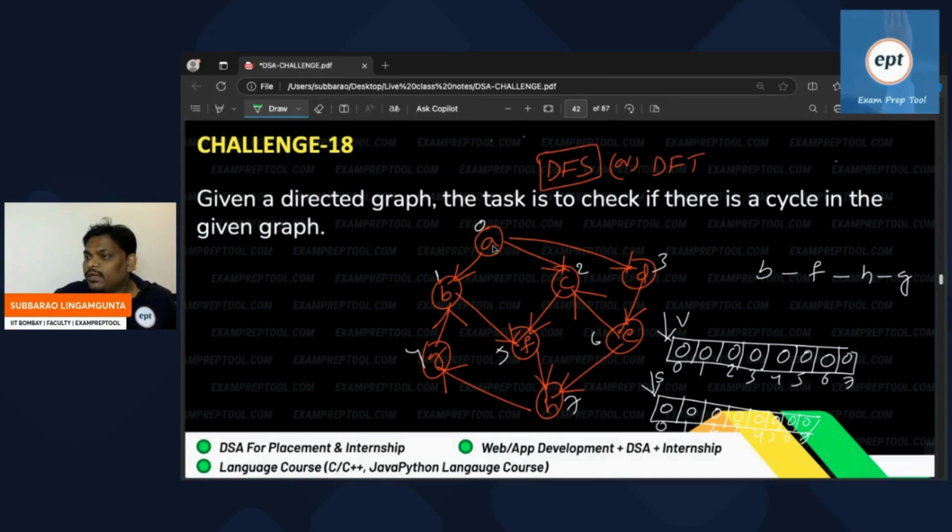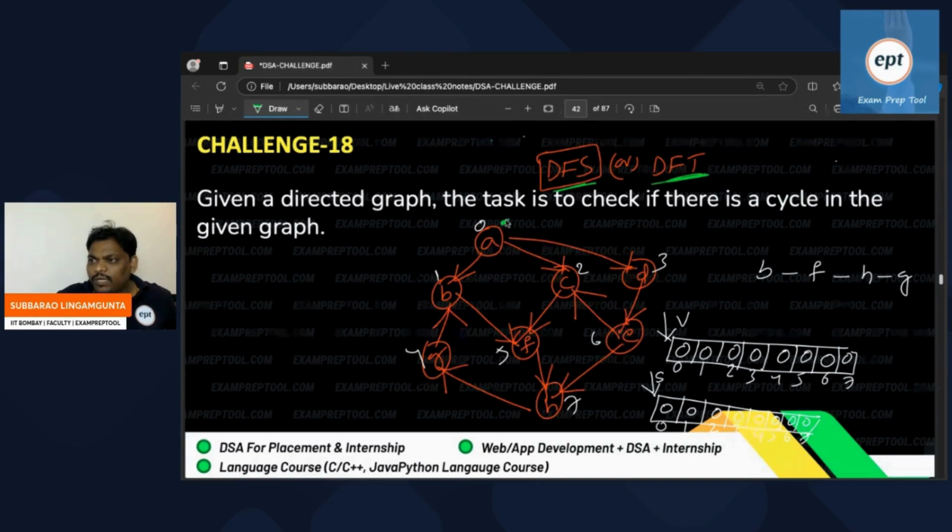Now let me start. Let me start from any vertex. I am starting from A. Listen everyone now. I am starting from A. Remember, I have to use a DFT or DFS. Both are same. Some people will say depth first search, some people will say depth first traversal. Both are same.